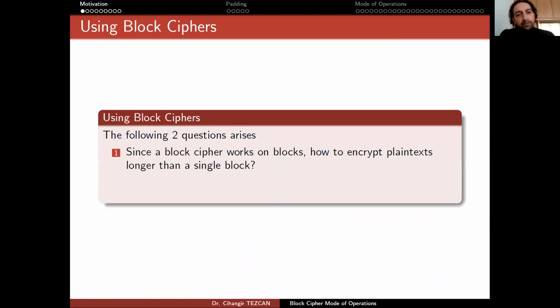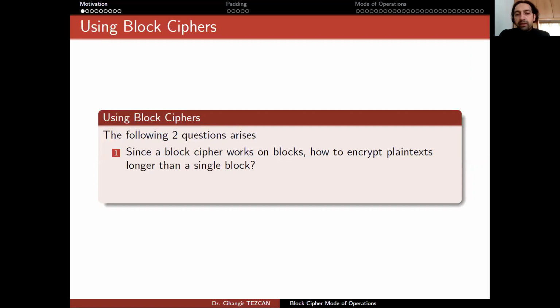So let's start. When using block ciphers, the following two questions arise. Since a block cipher works on blocks, how to encrypt plain text longer than a single block? So this is the main problem, because we rarely encrypt something that is of the block size. For instance, think about AES, which is 16 bytes of a block, or think about present, which has a block size of 64 bits, which is 8 bytes.